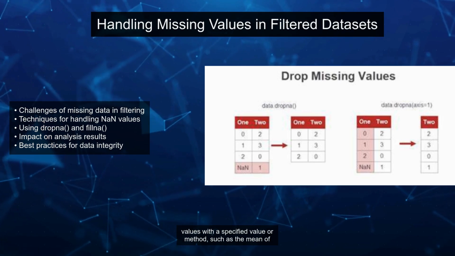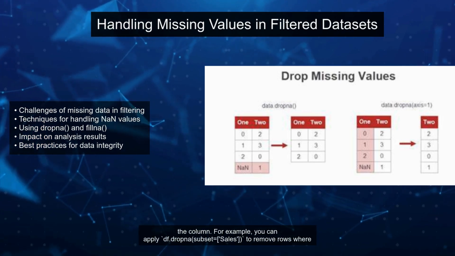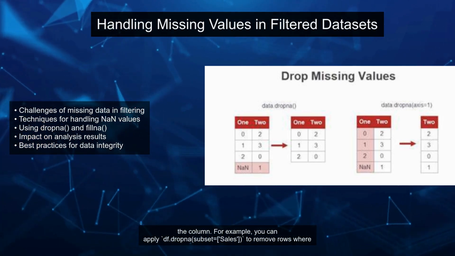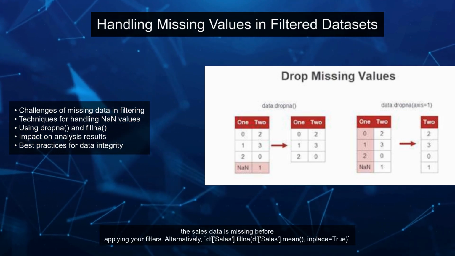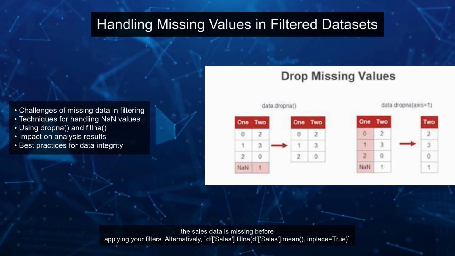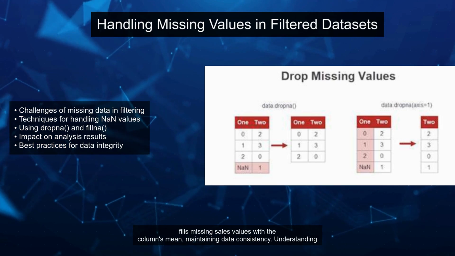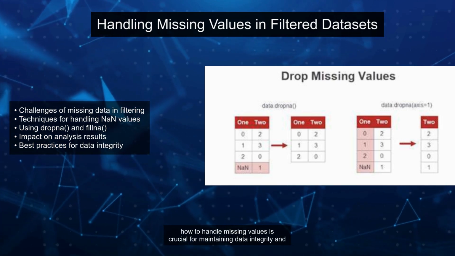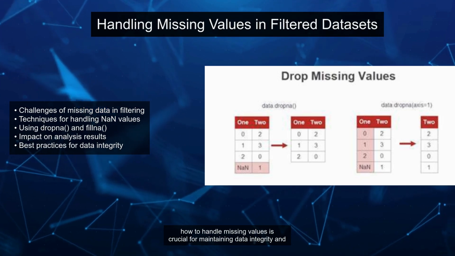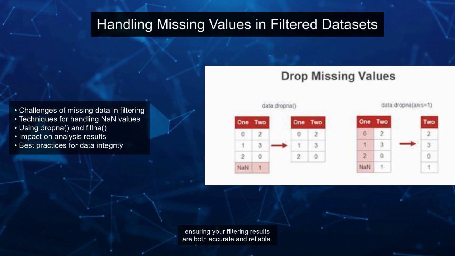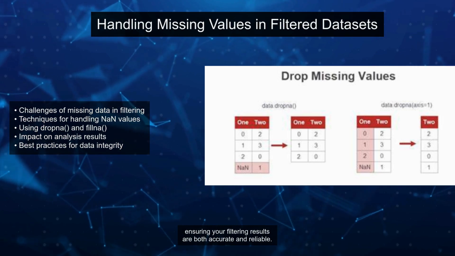For example, you can apply df.dropna(subset=['sales']) to remove rows where the sales data is missing before applying your filters. Alternatively, df['sales'].fillna(df['sales'].mean(), inplace=True) fills missing sales values with the column's mean, maintaining data consistency. Understanding how to handle missing values is crucial for maintaining data integrity and ensuring your filtering results are both accurate and reliable.